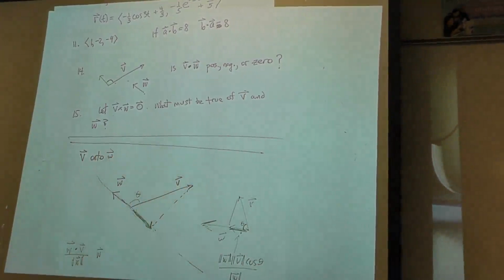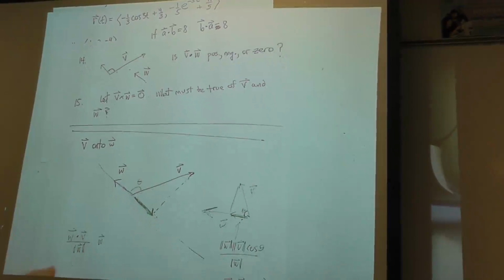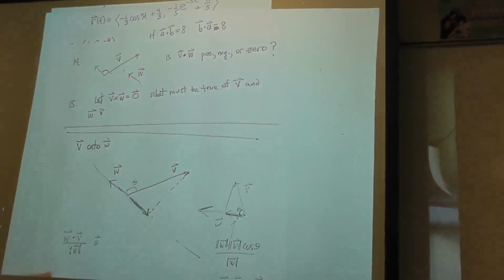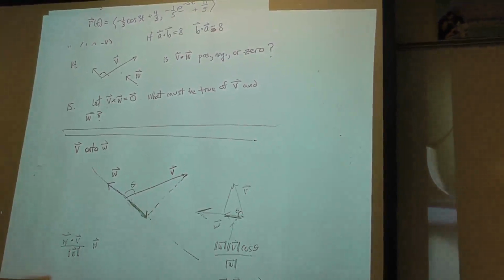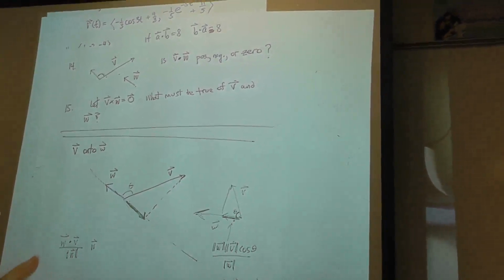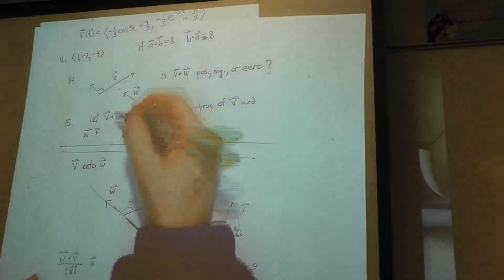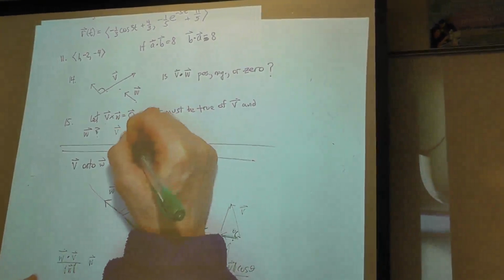If the cross product of V and W is 0, then V and W are parallel.